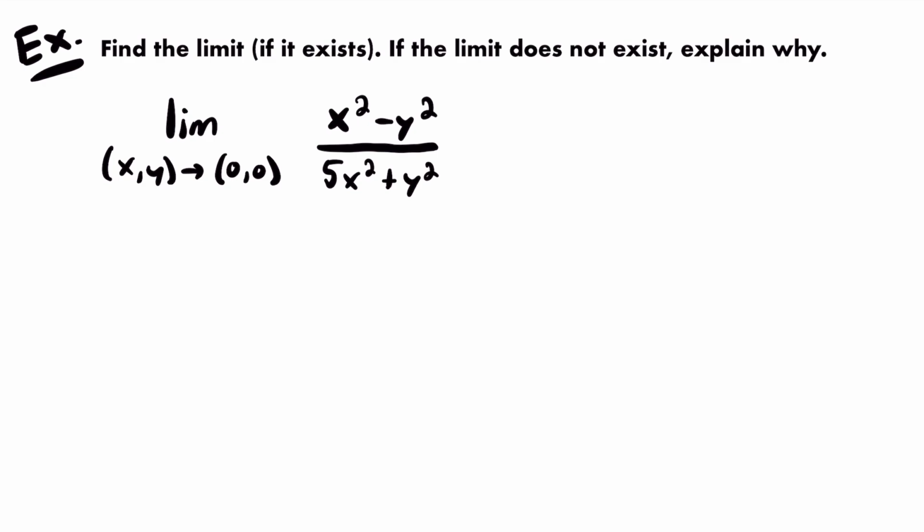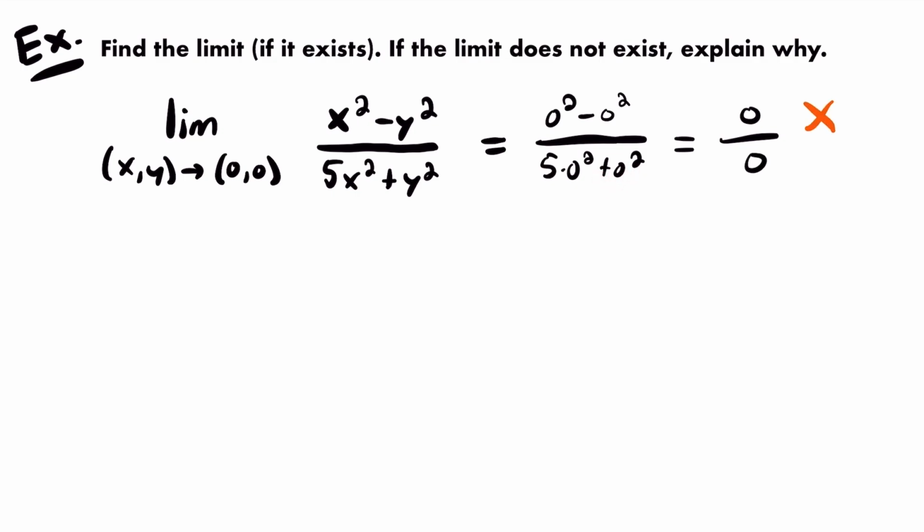Okay, so let's begin by just plugging in the values of x and y that we are approaching here. Both of them are 0 once again. So plugging 0 in for x and y, we get 0 squared minus 0 squared divided by 5 times 0 squared plus 0 squared. In the numerator, you're just going to get 0. And in the denominator, you will also get 0 because 5 times 0 squared is 0, plus 0 squared is 0. So we get an indeterminate form once again, meaning we have to find another way to determine if this limit exists or does not exist.